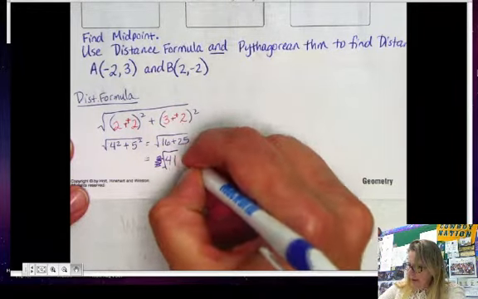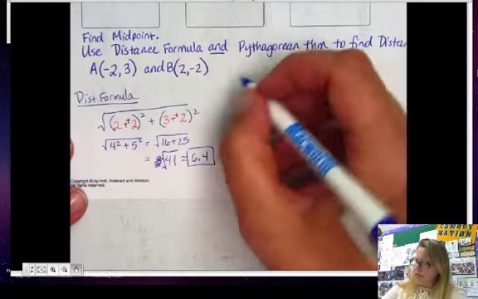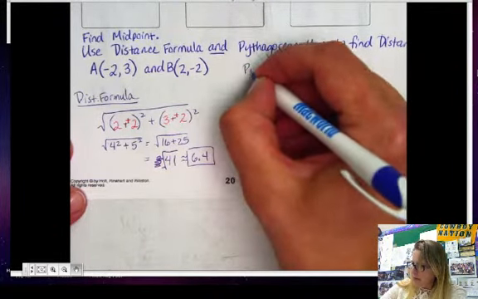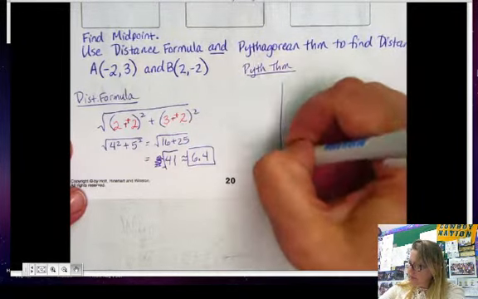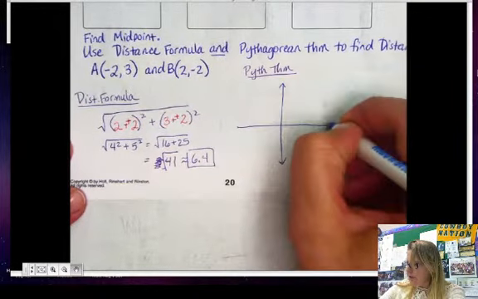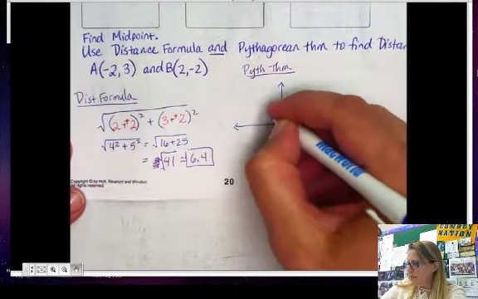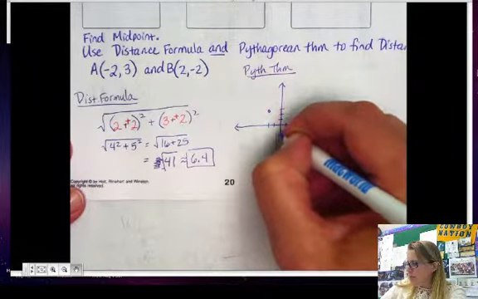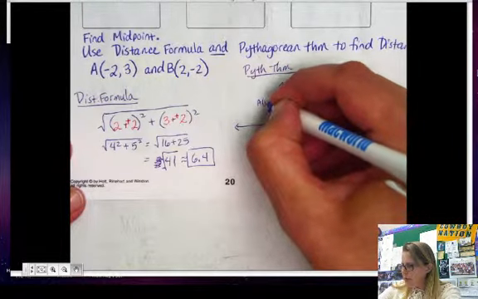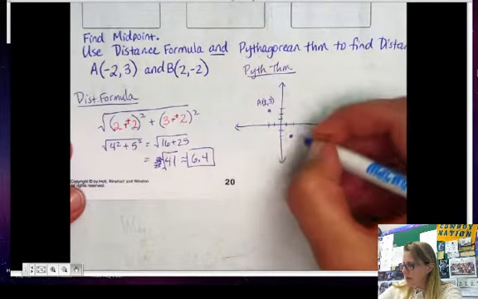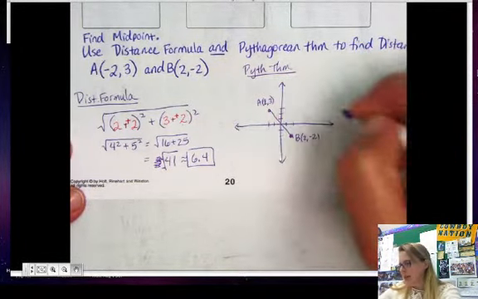So this is about 6.4. Now we're going to do the same problem, but this time we're going to use the Pythagorean theorem. With the Pythagorean theorem, you have to graph it first. So we're going to graph it. So -2, 3, and +2, -2. So here we have our A, which is -2, 3, and B, which is 2, -2. There we're going to connect the dots.